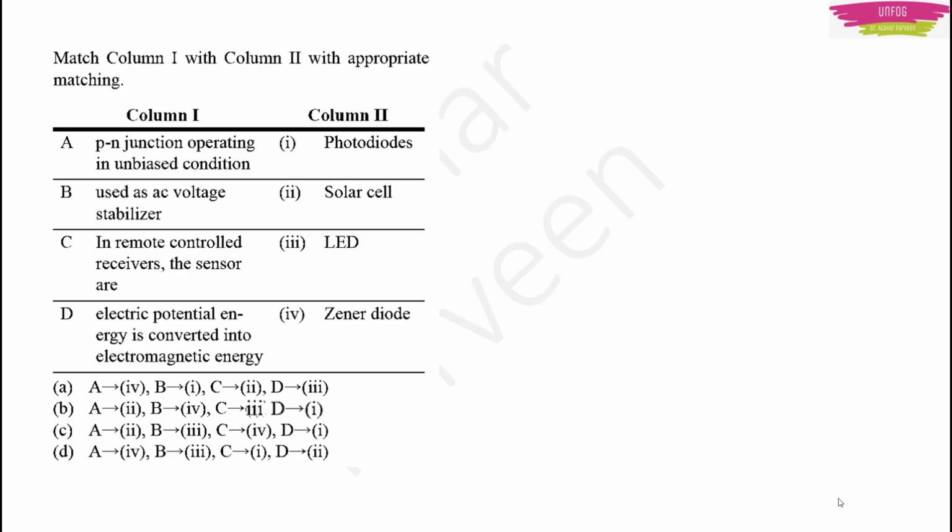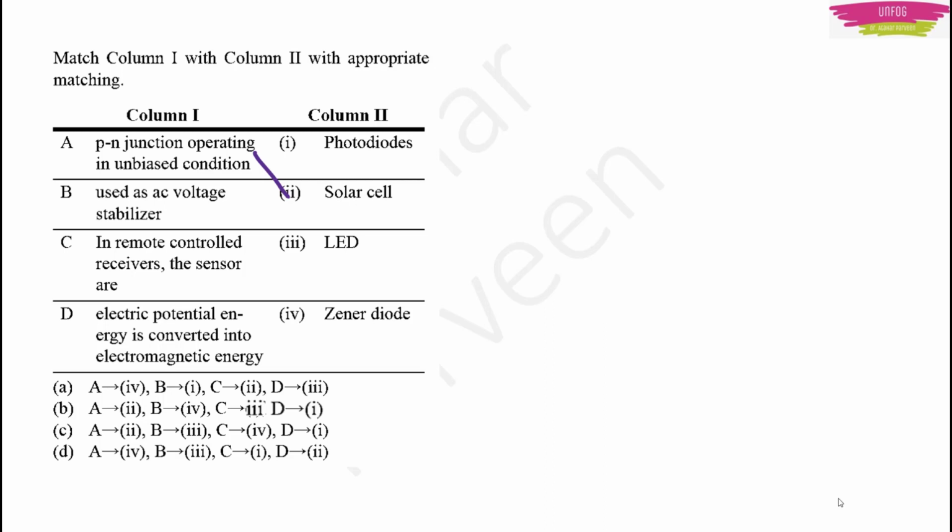Now one more question can be asked like this based on all this part of diodes, especially for KREIS people. They may ask this type of question for you all. Match column 1 and column 2 with appropriate matching. It means you should know everything about all the 4 diodes, then only you can answer this question. See here, the PN junction operating in unbiased condition. What is that? That is solar cell, because we are not at all connecting any battery there. We don't know what the biasing is there. We don't need it basically.